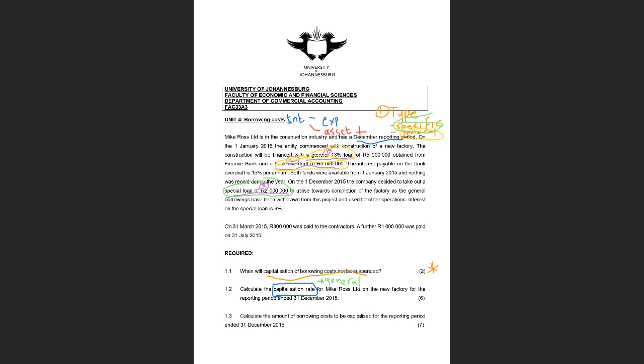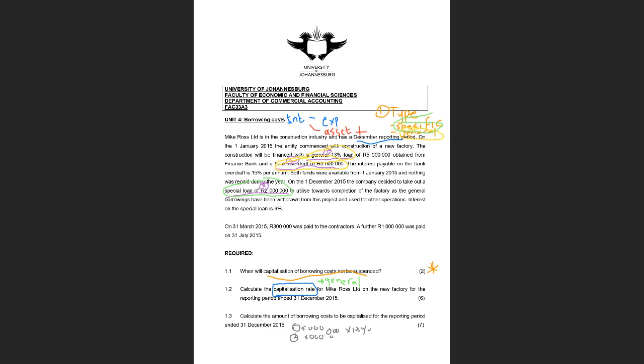So we have 2 loans. The first is the 5 million rand loan. Okay, and that one, the 5 million general loan, has an interest rate of 13%. So we're going to multiply that by 13%. Okay, and then our second loan is the overdraft, which is also 5 million.